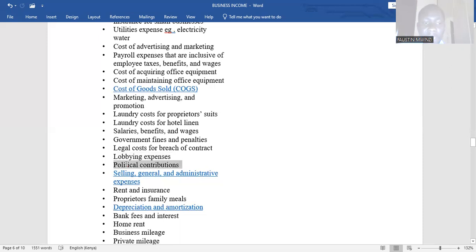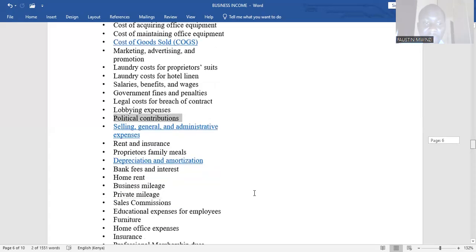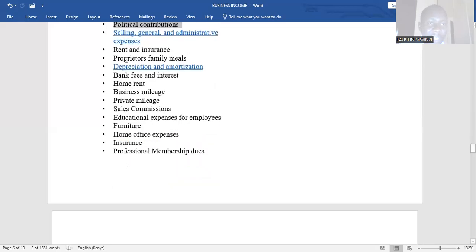A reason why we say it is not allowable is because how does that have to do with running of your business? Okay. You have another set of expenses over here. Selling, general and administrative expenses. Let me show you the ones that are not allowable. First, read through them, then I'll show you.